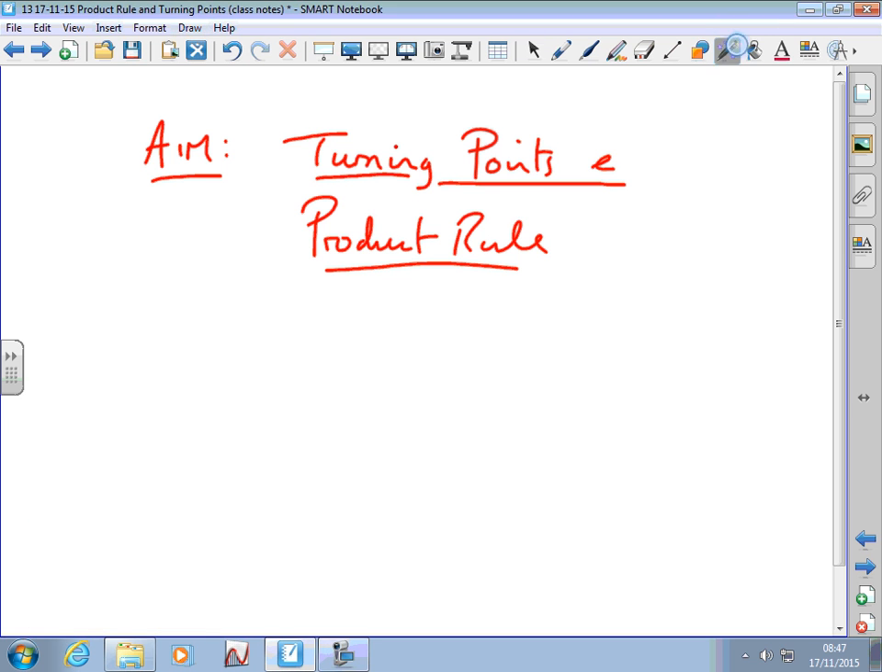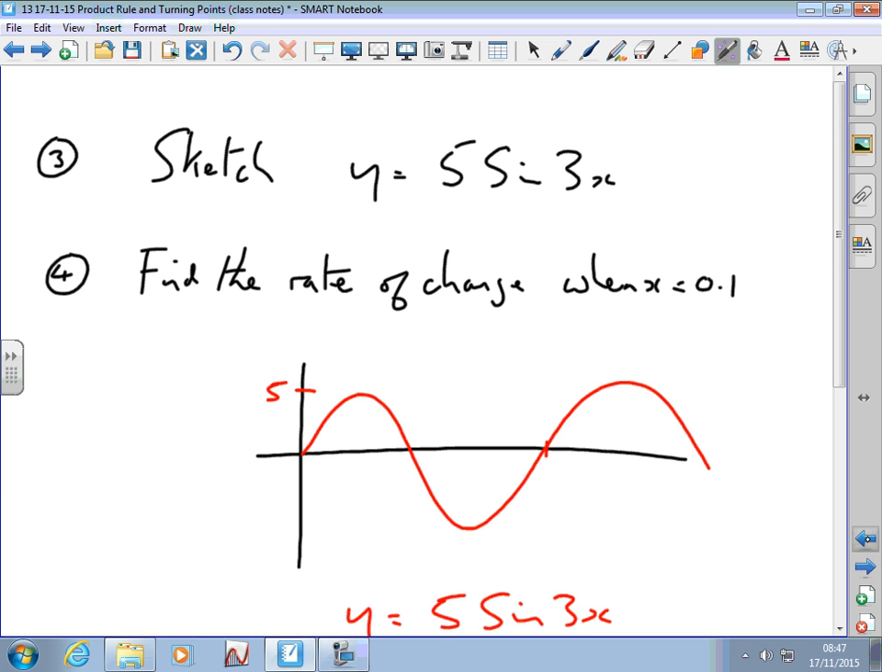We're going to focus on this idea of finding turning points in functions, and we'll talk about what we mean by that and how you calculate it, and a particular rule that we're going to need to find the turning points in certain types of functions. Let's look back at this function that we've just been looking at.